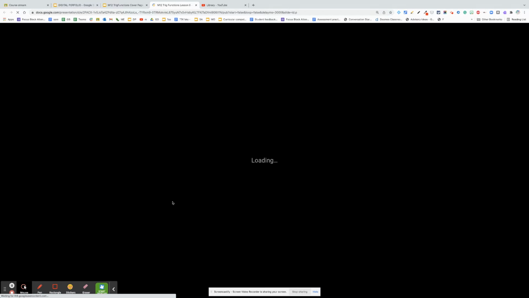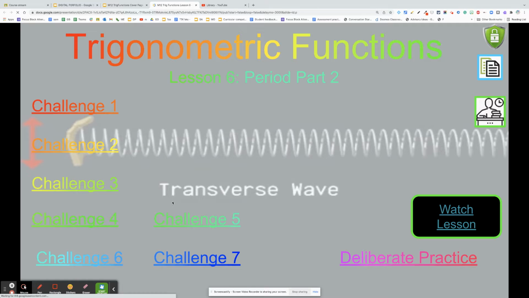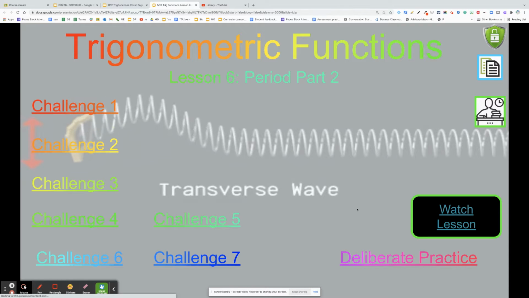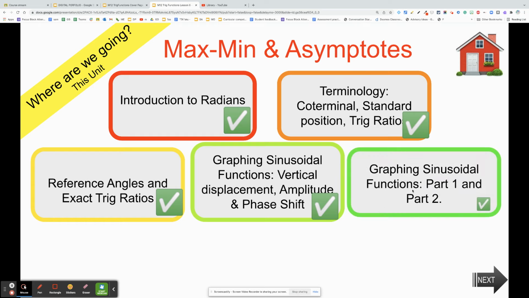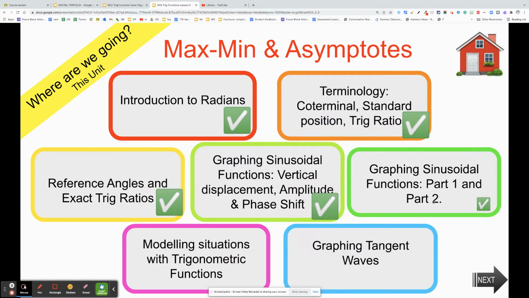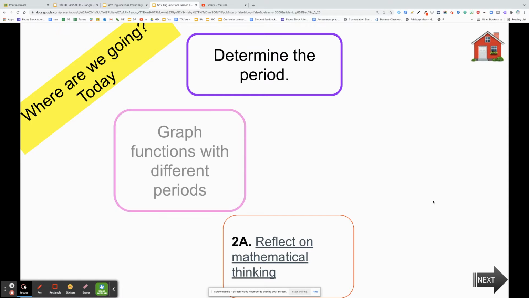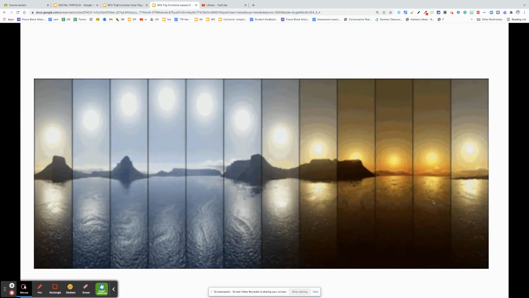We're going to take our second look at the period of cosine functions, part 2. We're going to finish this off today. We looked at part 1 last time, and we'll look at part 2 today. And we need to look at different ways of considering period.